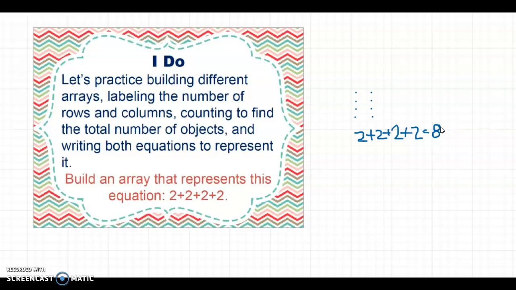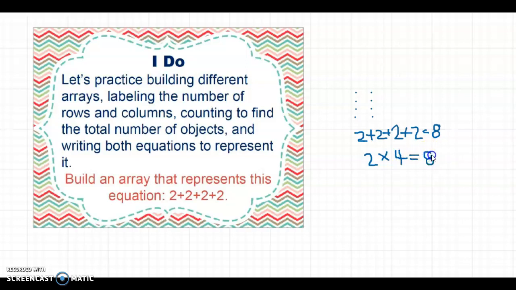Well, let's go ahead and count our dots just to make sure. 1, 2, 3, 4, 5, 6, 7, 8. All right. The multiplication for this array would be 2 times, how many 2's do we have? Let's count. 1, 2, 3, 4. So it'll be 2 times 4. And 2 times 4 equals 8.